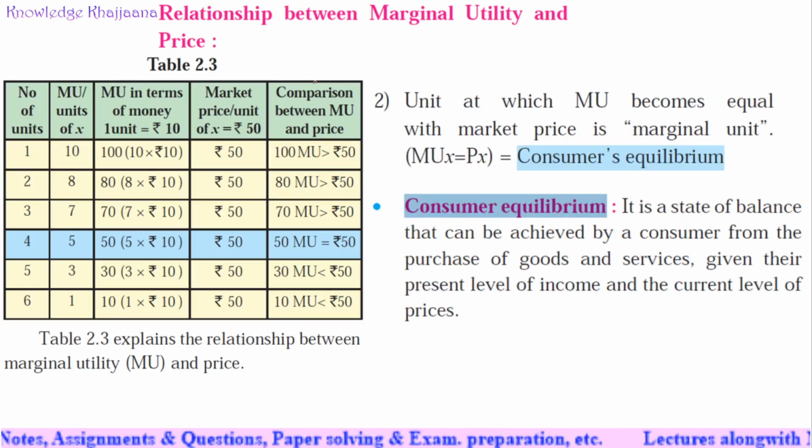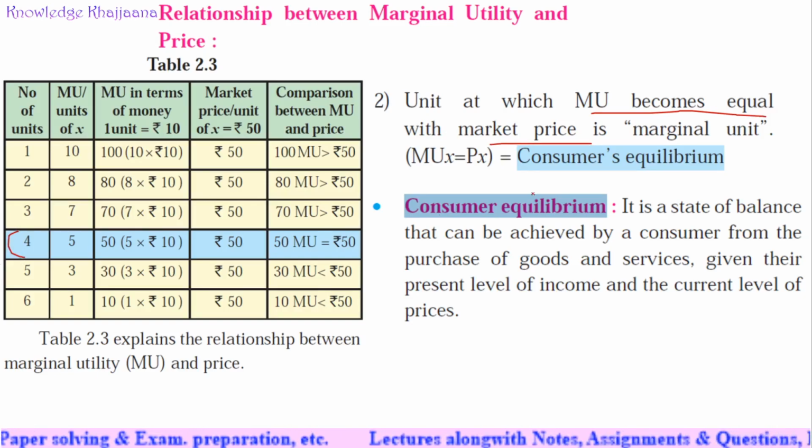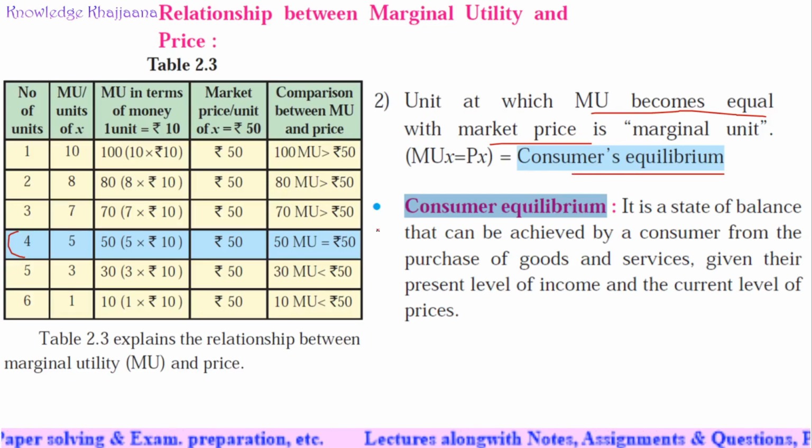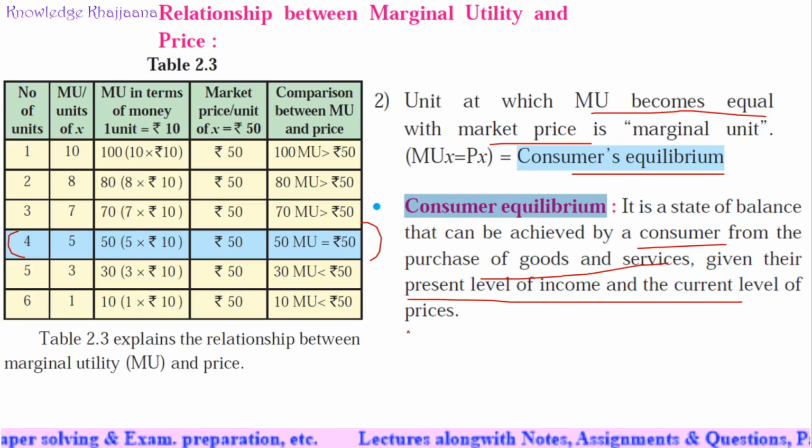Next, the unit at which marginal utility becomes equal with the market price. At this fourth stage, after consumption of the fourth unit, marginal utility becomes equal with the market price. This is called consumer's equilibrium. It is a state of balance that can be achieved by a consumer from the purchase of goods and services, given their present level of income and current level of prices. That is the definition of consumer equilibrium.